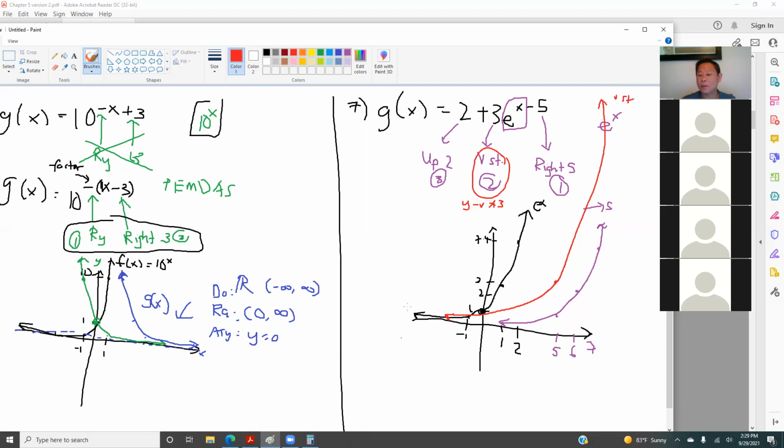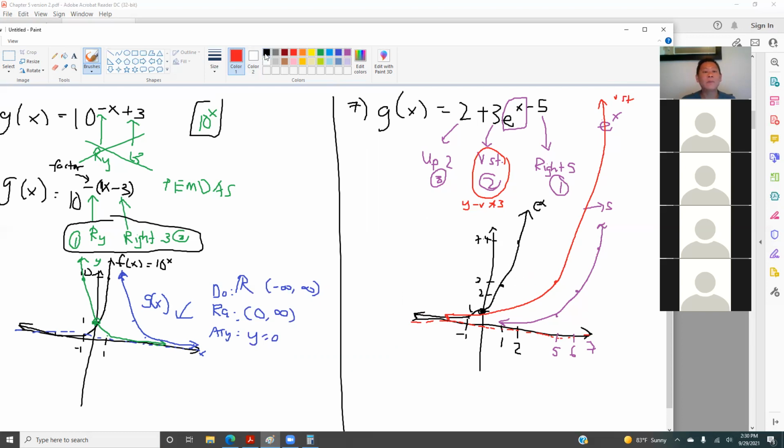Okay, and guess what? Your asymptote is still at 0, because when you take this times 3, 0 times 3 is still 0, so it doesn't move it. Okay, so when you do a vertical stretch, your asymptote is still at 0 here.